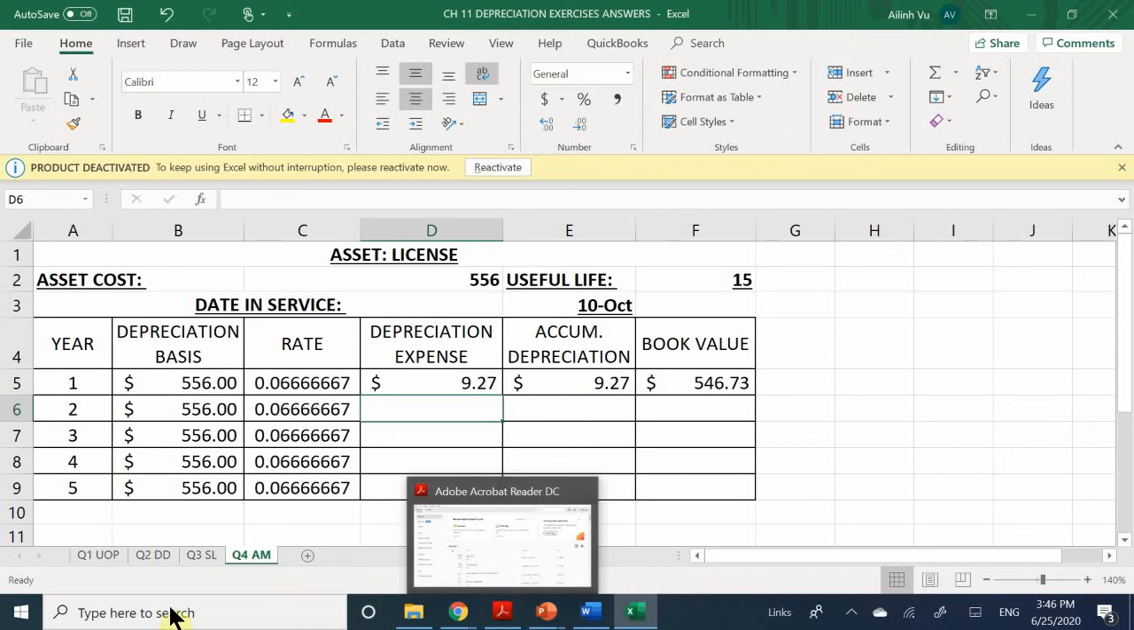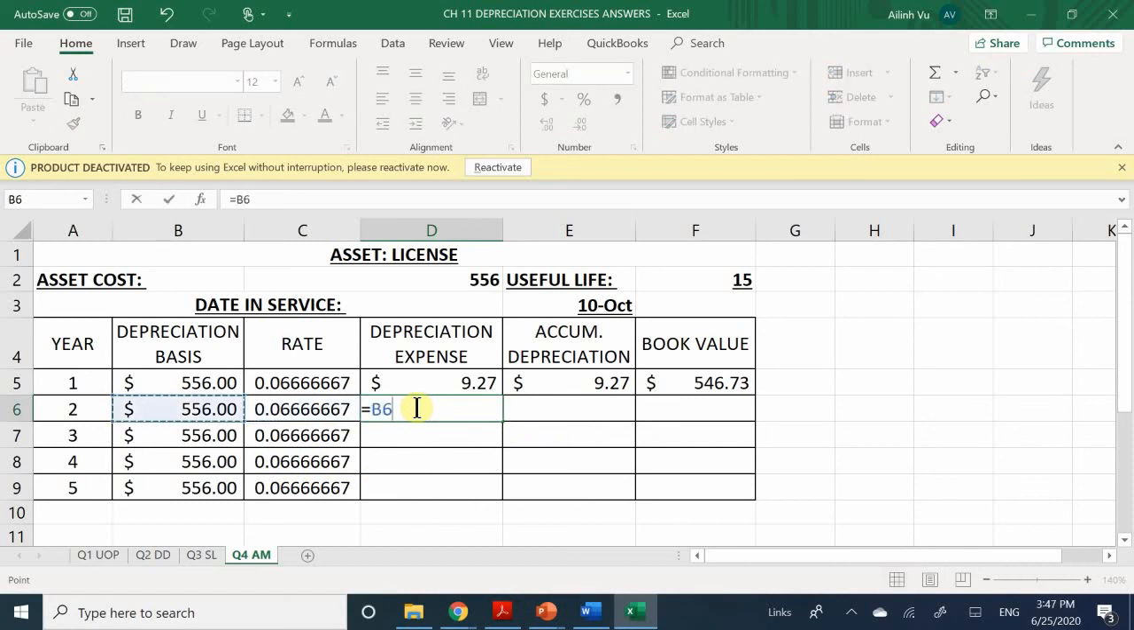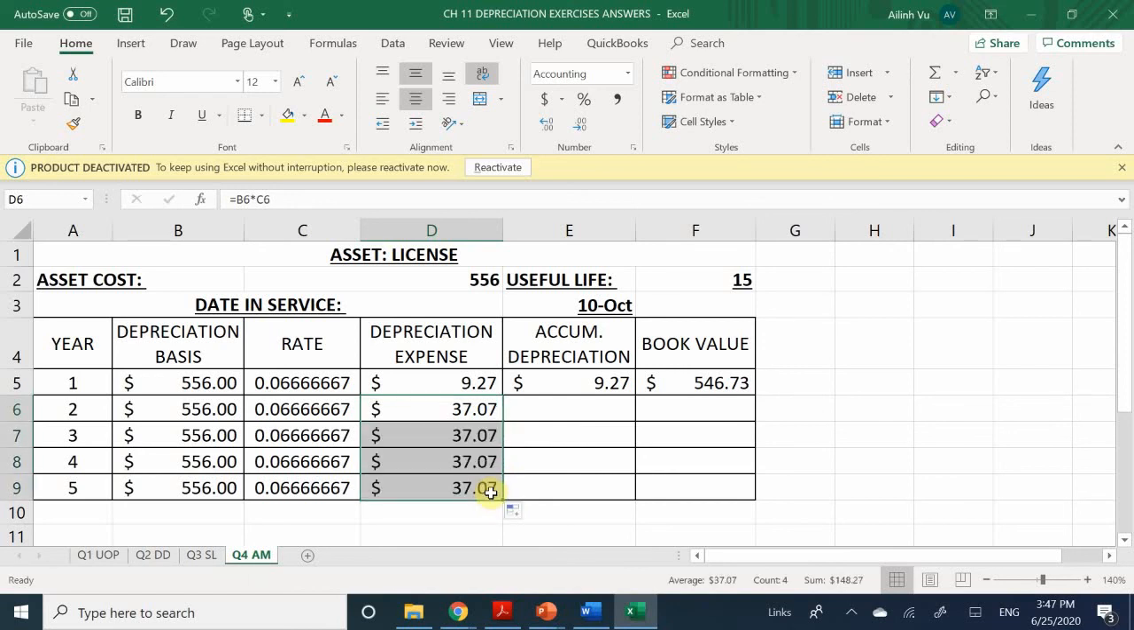All right. So if I know that that is for the first year, what is going to happen in the second year? You have to count for the whole year, so it's just going to be 556 times the 6.666 all the way down. You could do the 1 divided by 15 and get that same number. Exactly. So that times 556 is $37.07, and it's going to be the same throughout the whole time. So there you go. We solved for 3 layers.